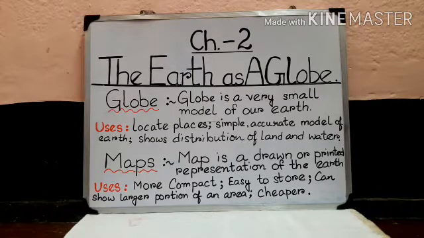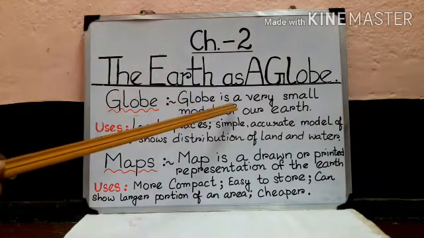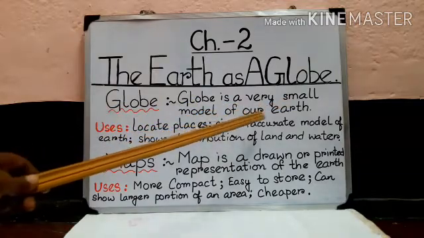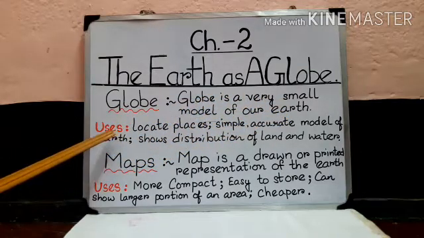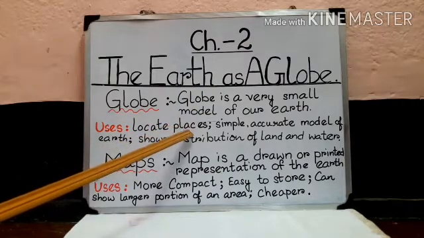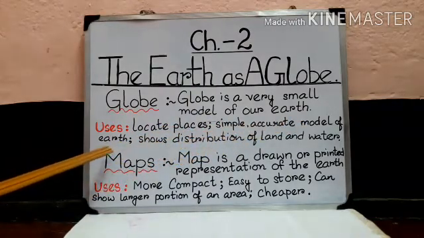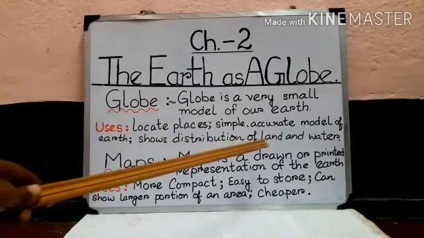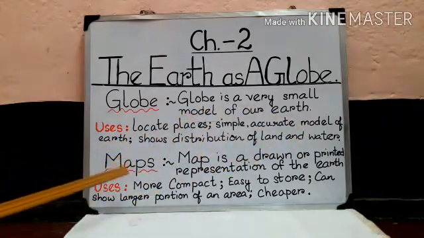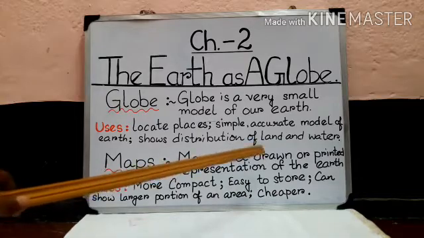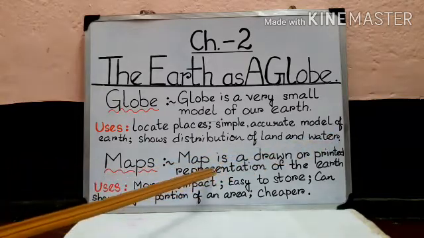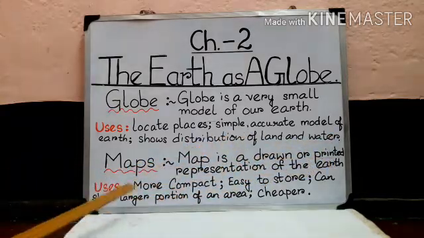I hope you all have understood what is a globe, what is a map. If not, let us recapitulate again. A globe is a very small model of our earth. Its uses are, it can locate places, it is a simple and accurate model of earth, and it shows distribution of land and water. And what are maps? A map is a drawn or printed representation of the earth.